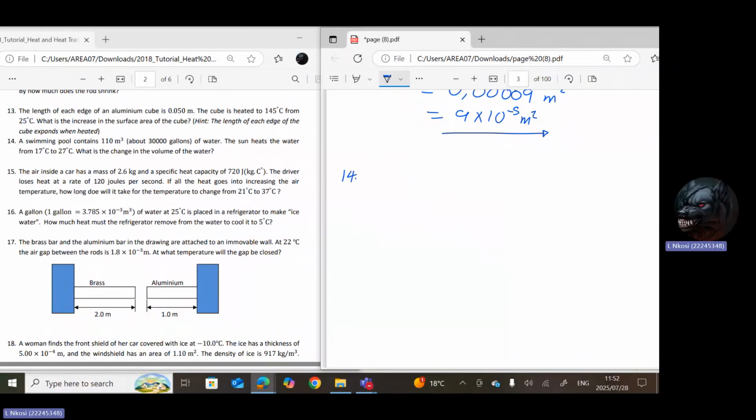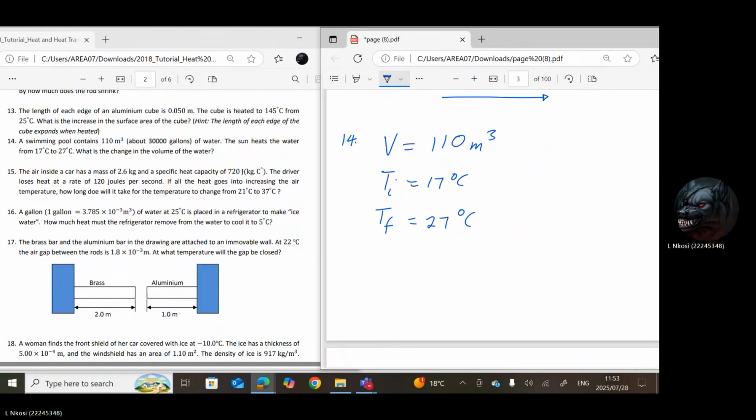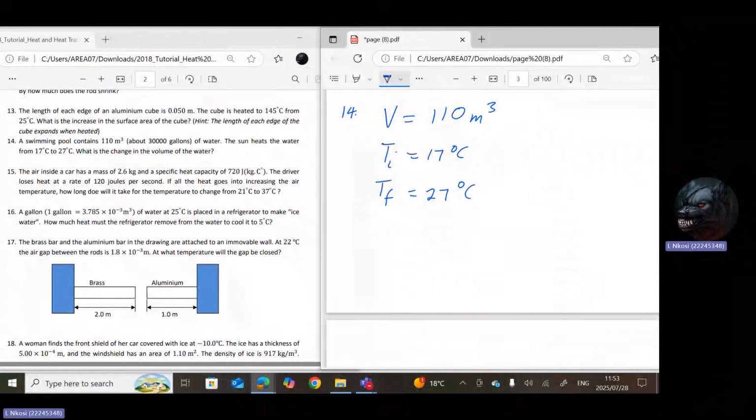A swimming pool contains a volume of 110 meters cubed of water. The sun hits the water, initial temperature of 17 degrees Celsius, final temperature of 27 degrees Celsius. What is the change of the volume of water? So this one is very easy. We just need the formula for volume.